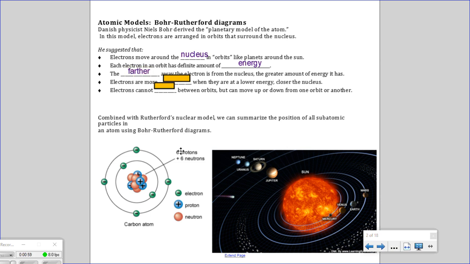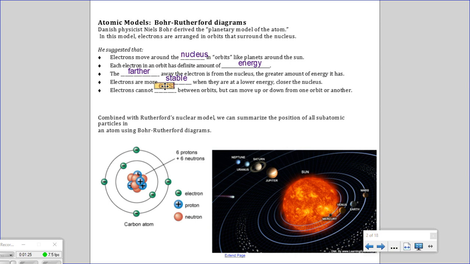He also suggested that the further away the electron is from the nucleus, the greater the amount of energy it has. So electrons that are close to the nucleus have a low amount of energy. Electrons that are further from the nucleus have a greater amount of energy. And as a result, electrons are more stable when they're at a lower energy, thus closer to the nucleus.